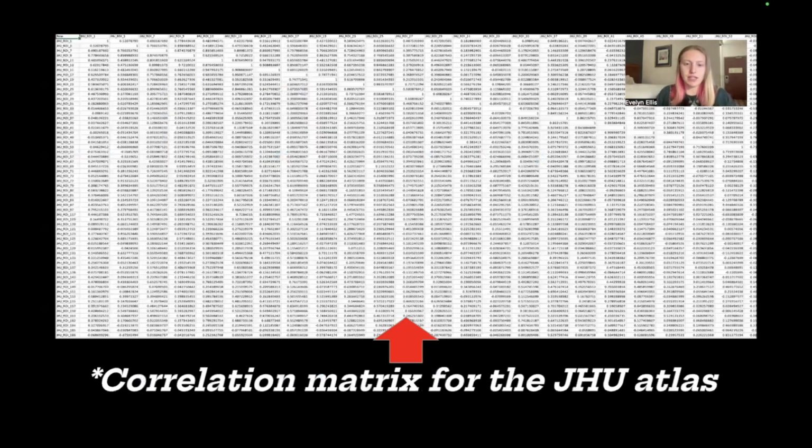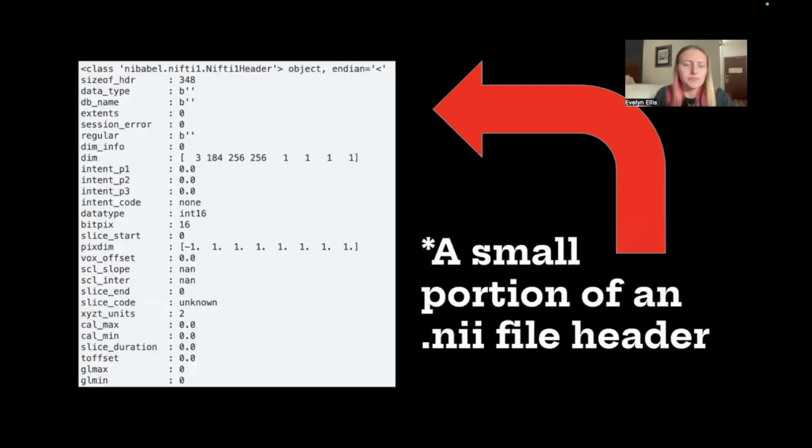For some context, here's a correlation matrix for the Johns Hopkins University Atlas. It is just a huge CSV file, and you can't really glean anything from all these numbers. For the .nii files, which are what most of the brain scans come as, here's one of the headers. This is just a really small amount of it.